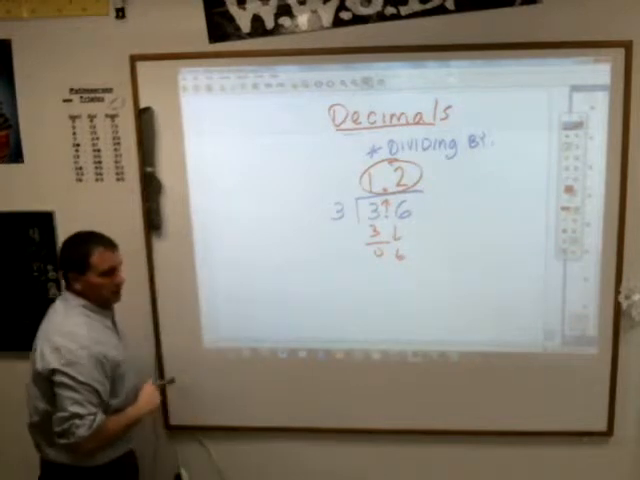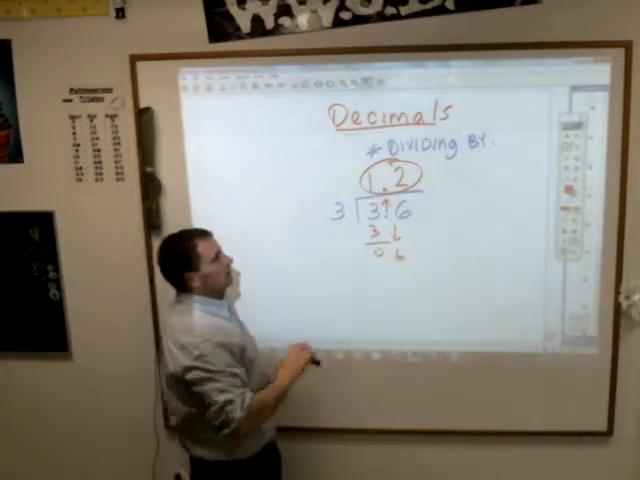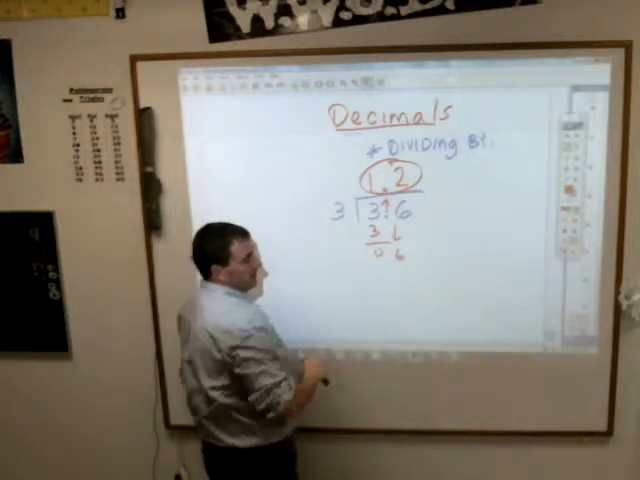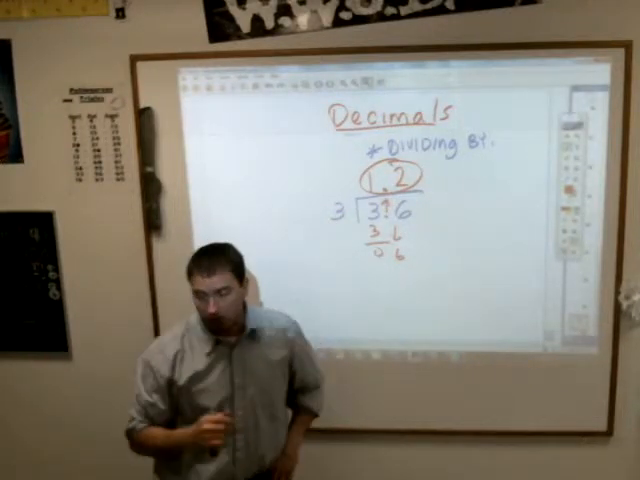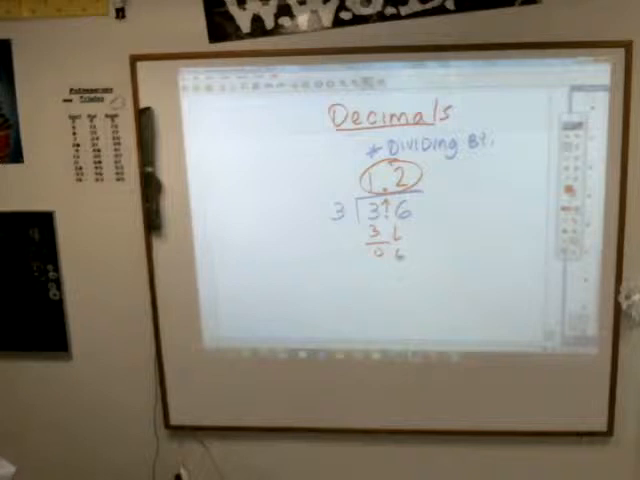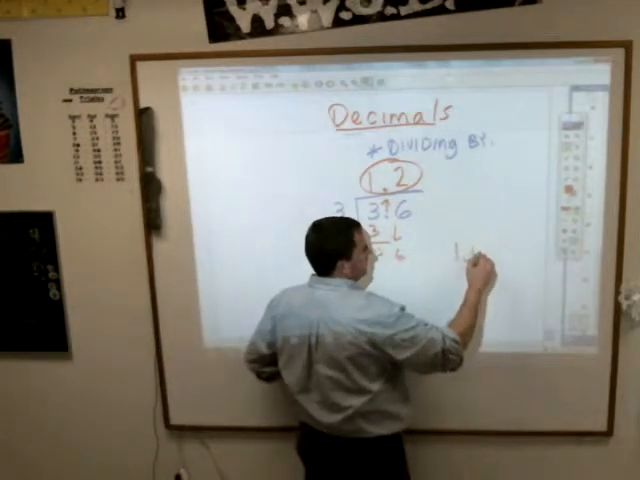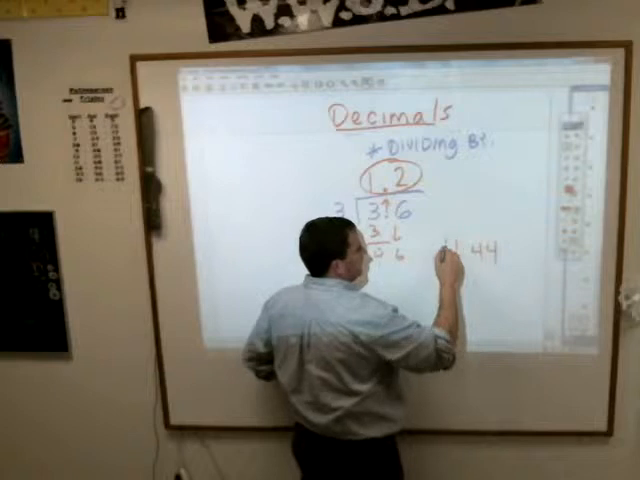Today, though, we change it up just a little bit because today we're going to have a decimal in our divisor, this outside number, and that's going to mess things up dramatically for us. For example, if you have 1.44 divided by 0.6, 1.44 divided by 0.6.